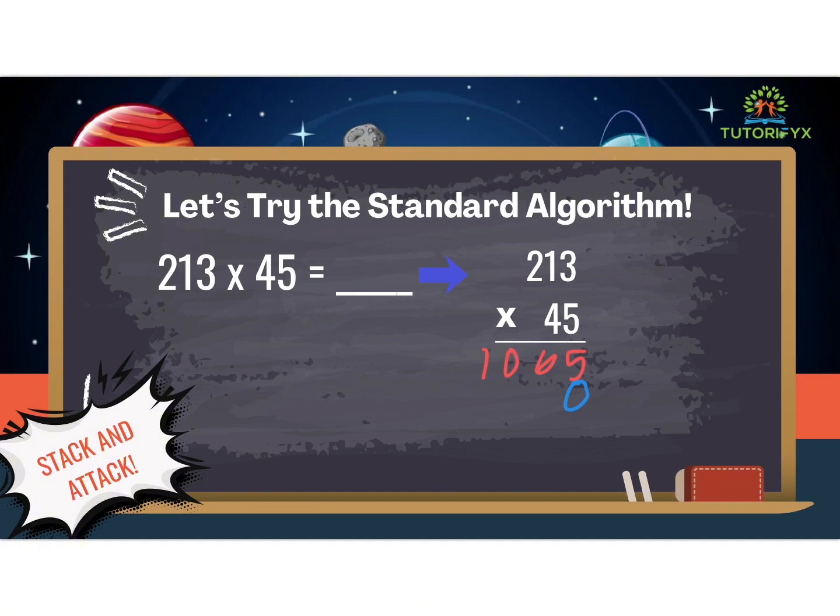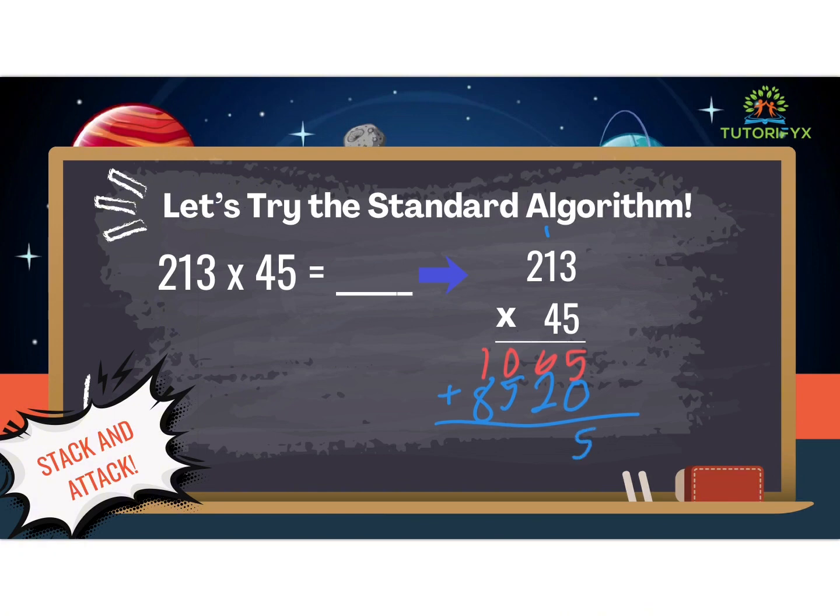Next, I'm going to do 4 times 3. That gives me 12. Carry the 1. 4 times 1 is 4, plus that 1 that we just carried is 5. Lastly, 4 times 2 is 8. Notice that all of my digits align, so I'm ready to add.